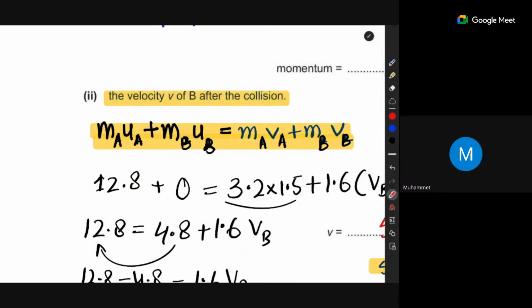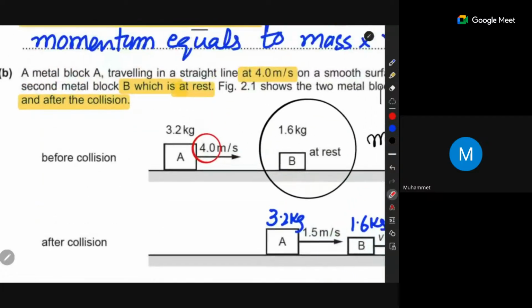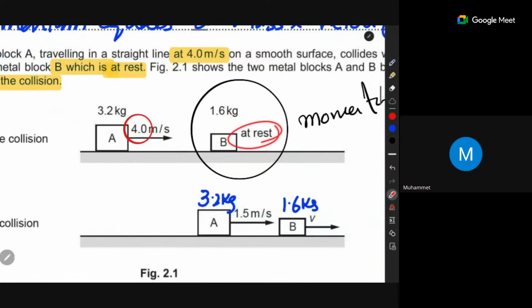Is it clear? Yes. And this block, sorry, not ball, block, was at rest. Here, it is at rest. So when anything is at rest, what about its momentum? Its momentum is 0.